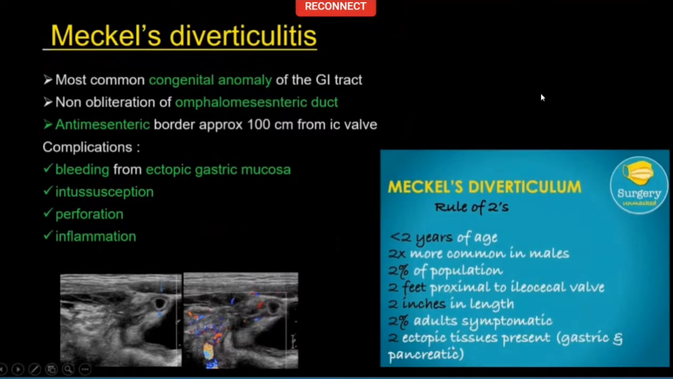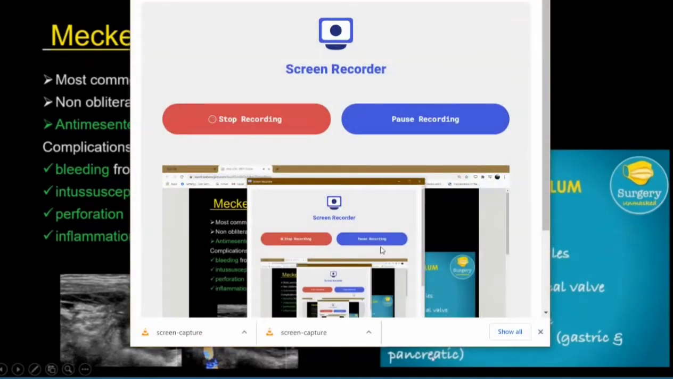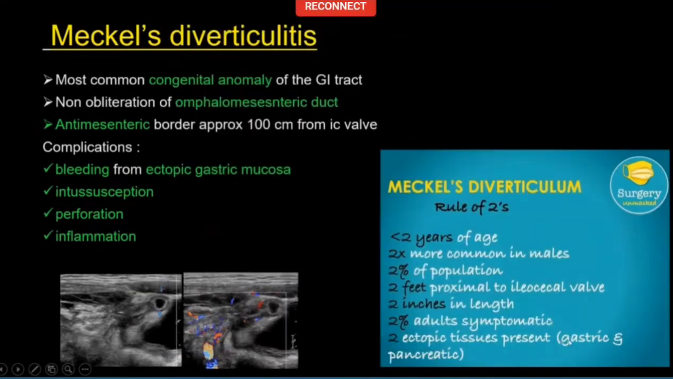As well, it has 2 ectopic tissues. Since it is an omphalomesenteric duct derivative, it may have gastric and pancreatic mucosa. As well, you may have bleeding from the ectopic gastric mucosa. That might be the sole presentation of Meckel's.